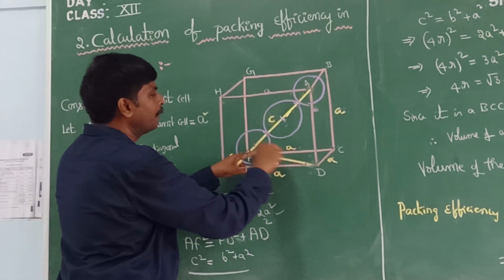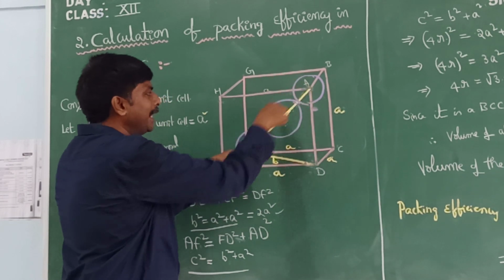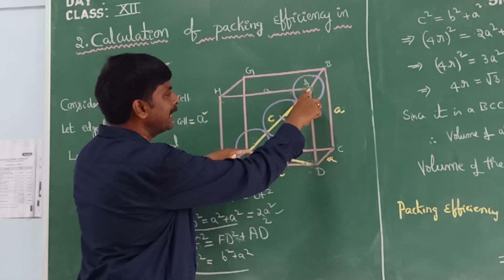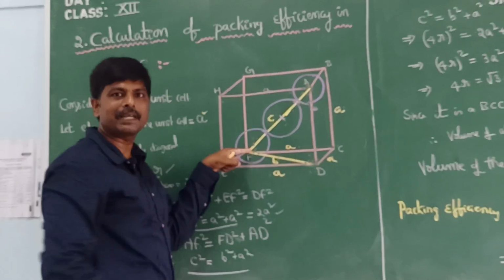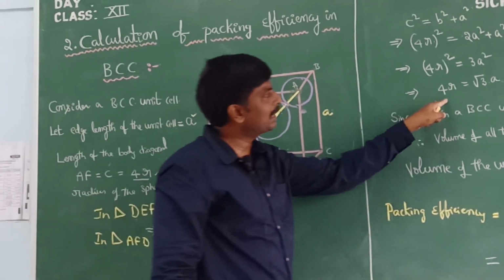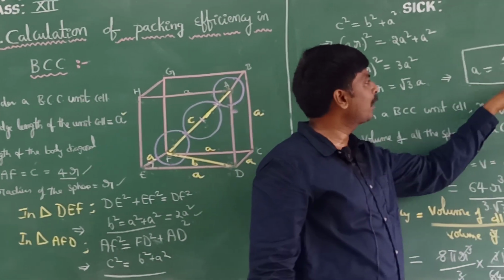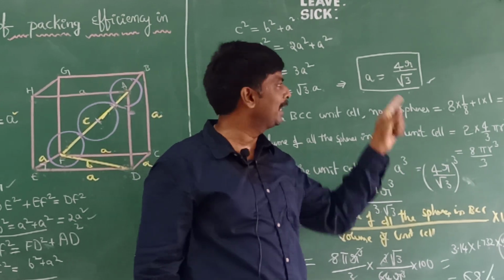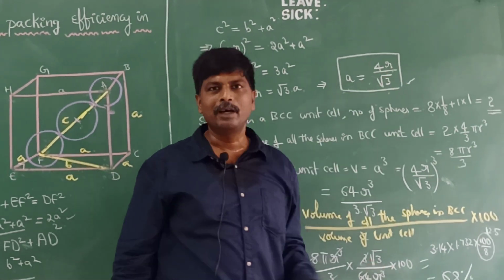Next you consider one more triangle that includes the body diagonal. So here C square is equal to B square plus A square. Instead of B square you can write 2A square. So you calculate A is equal to 4R by root 3. So that relation between A and R is A is equal to 4R by root 3.